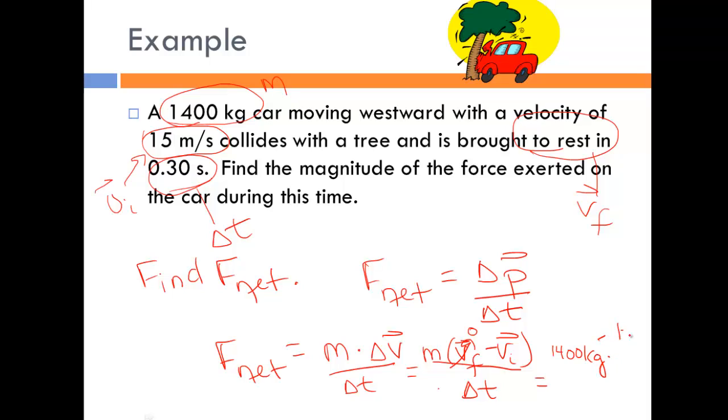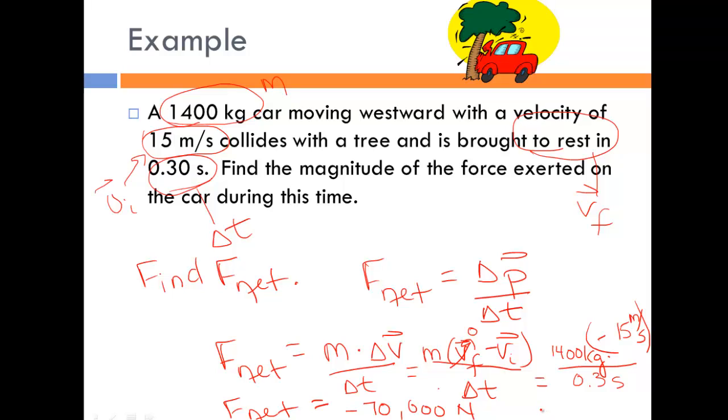Times, we'll squeeze it in over here, minus 15 meters per second. And we're multiplying by that, so let me put that in parentheses. And then divide by our time interval, 0.3 seconds. And we end up with a net force of minus 70,000 newtons.